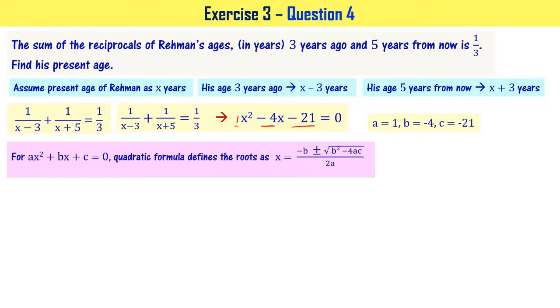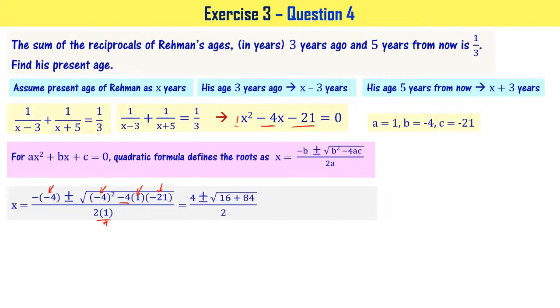When you substitute these values into the quadratic formula, x can be written as minus b plus or minus square root of b square minus 4ac, divided by 2a, right? Let's simplify this further. Minus times minus 4 is plus 4, plus or minus square root of minus 4 square, which is 16, minus 4 times 1 times minus 21, which is going to be plus 84, divided by 2 times 1, which is 2, right?